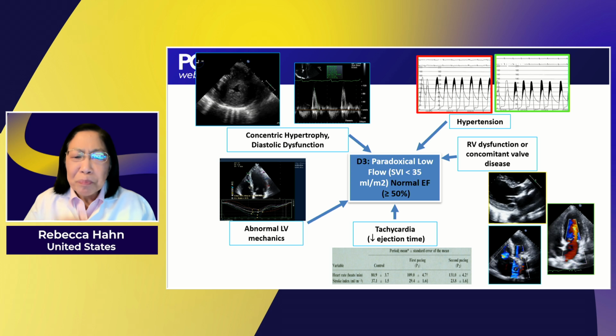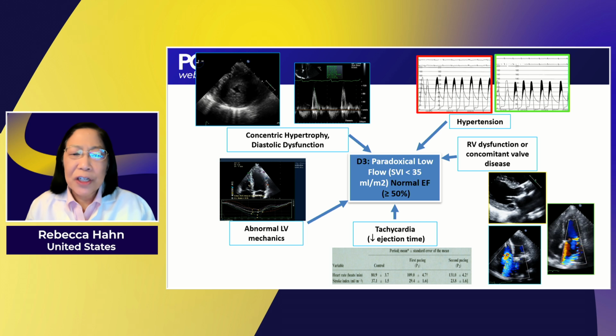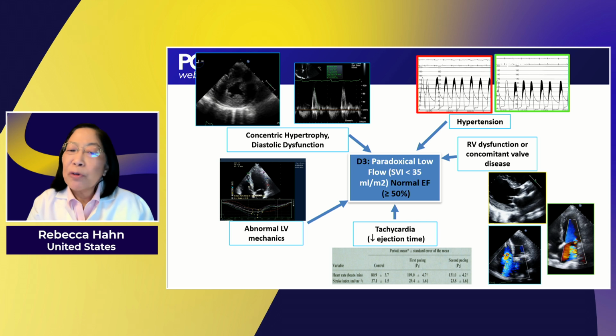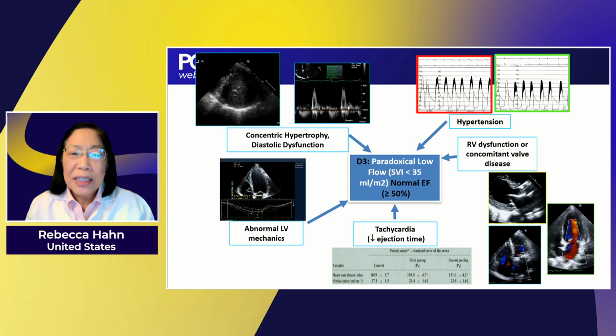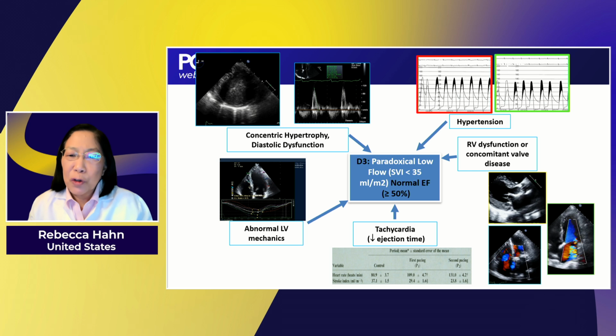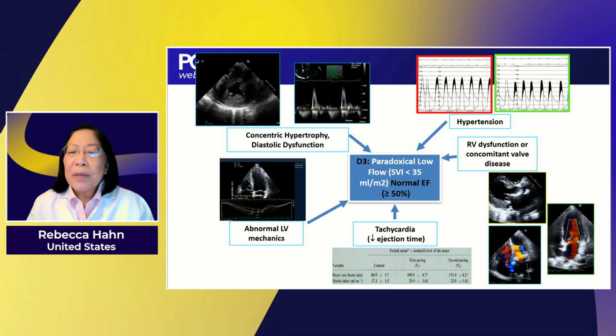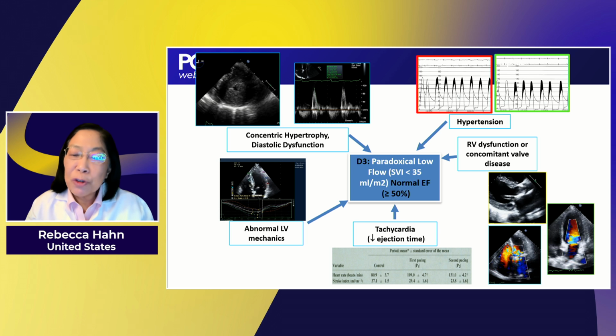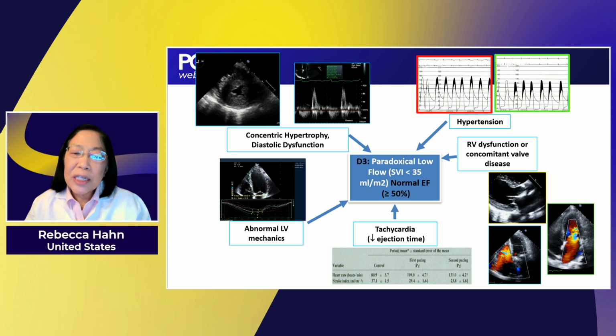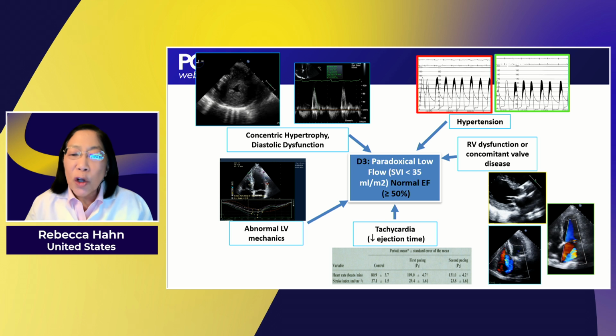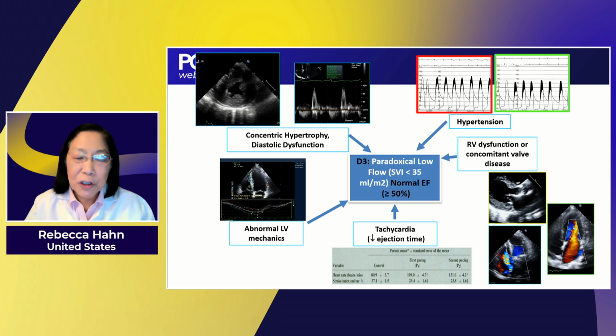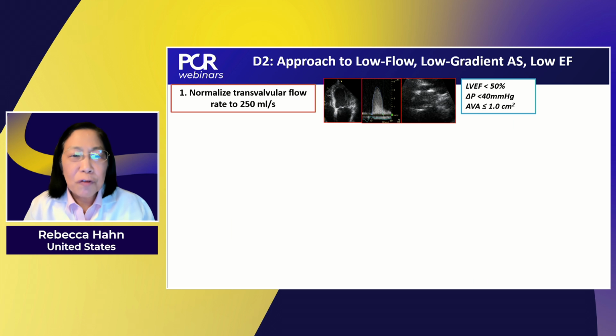And then, of course, in those patients with tachycardia, you know that the stroke volume goes down, even though the cardiac output stays the same. And that may be another situation for low flow, low gradient. Finally, we know that many of our patients are elderly and have concomitant disease processes, such as degenerative mitral stenosis or mitral regurgitation and tricuspid regurgitation, all of which can contribute to a normal-looking ejection fraction on the left heart in the setting of low flow.